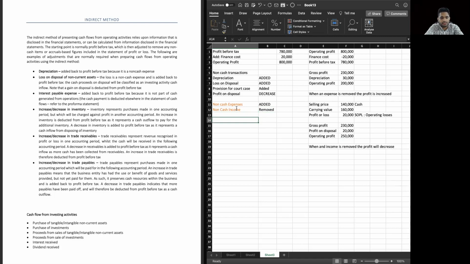And then the next component here is your working capital adjustments. When you say working capital adjustments, it includes your current assets and current liabilities. So your current assets could increase or your current assets could decrease.